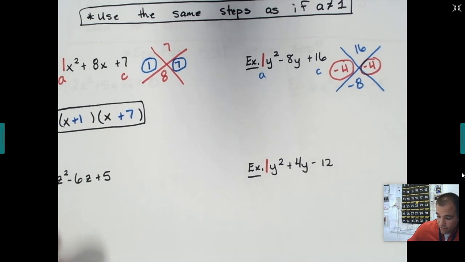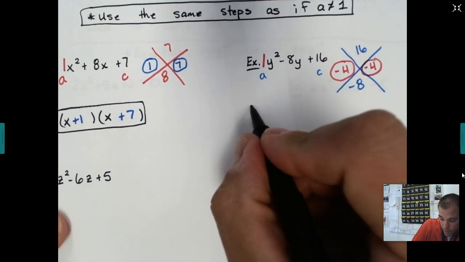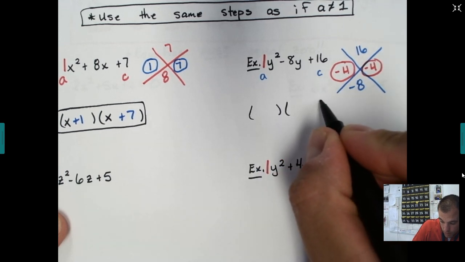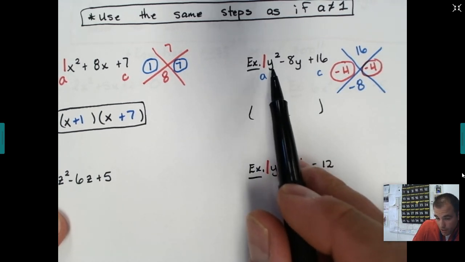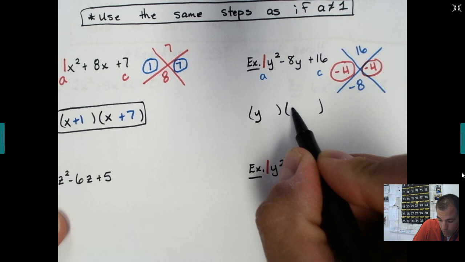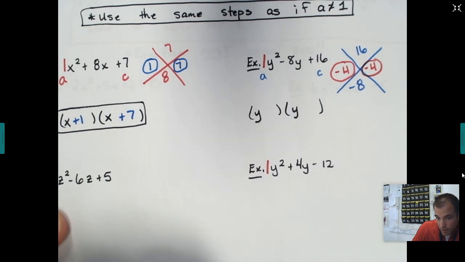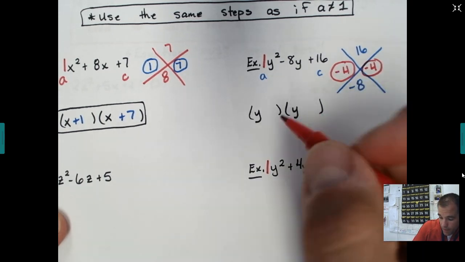All right? So I have my numbers. I make my parentheses. Whatever came first, I put first. So 1y and 1y. And then I put my numbers in. So minus 4, minus 4.